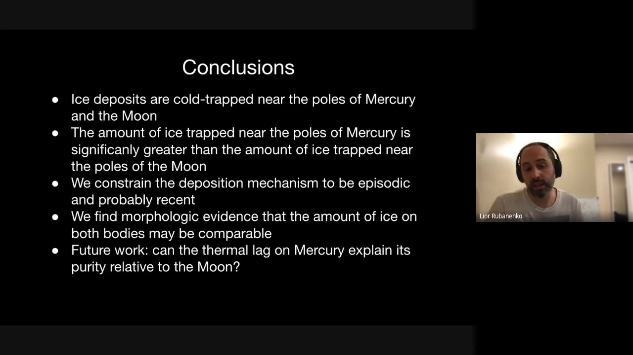And future work is to try and understand the role of the thermal lag that I told you about, this thick carbonaceous layer, which acts as a thermal lag, and compare this to the absence of a similar thermal lag on the moon, and see if the absence and the presence of this thermal lag and its mixing can really explain the higher purity of ice deposits on Mercury relative to ice deposits on the moon.